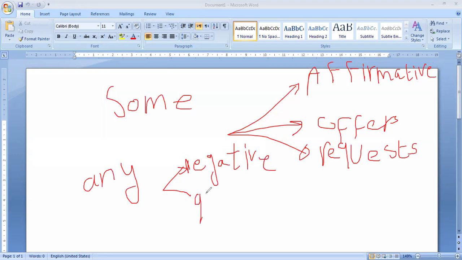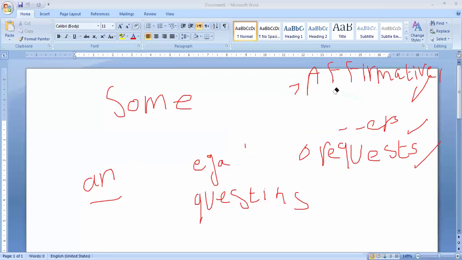Okay, so now we know when we use "some" and when we use "any" in questions. We use "any" with negative and questions. We use "some" with what? Affirmative, with offers and requests. This is the difference between "some" and "any". I think now we know the difference.